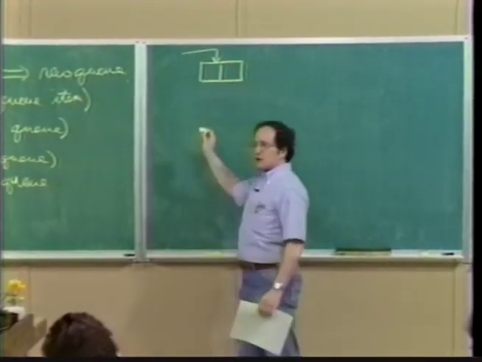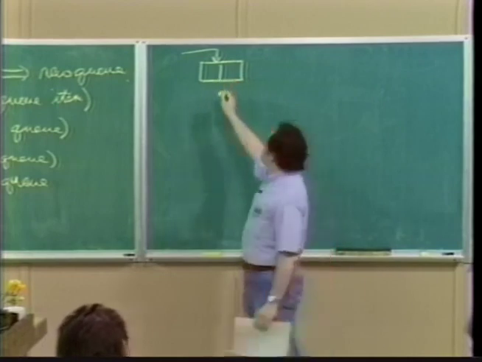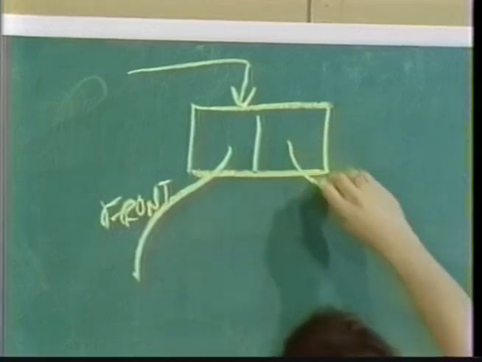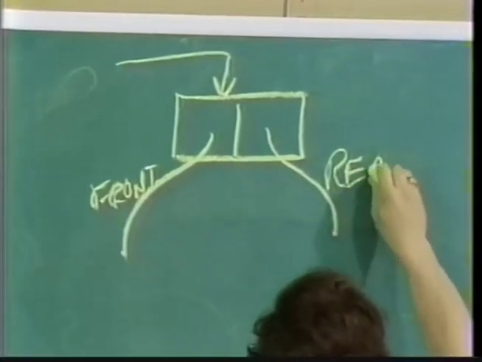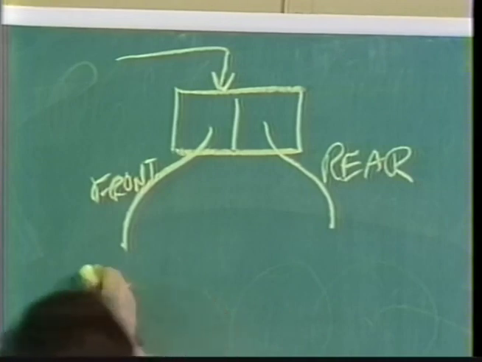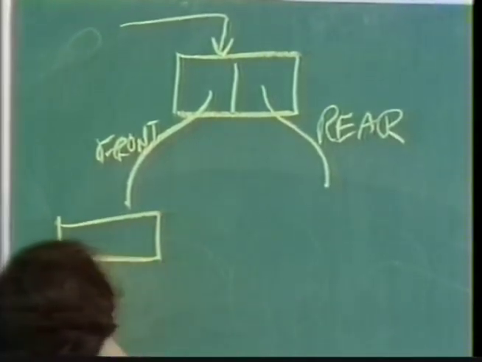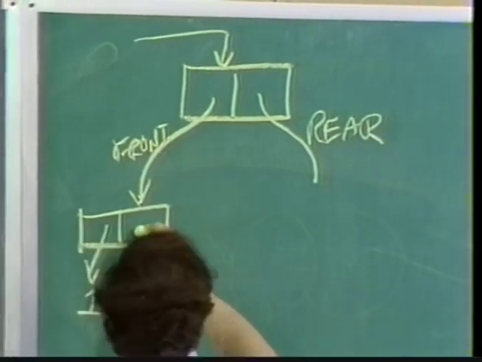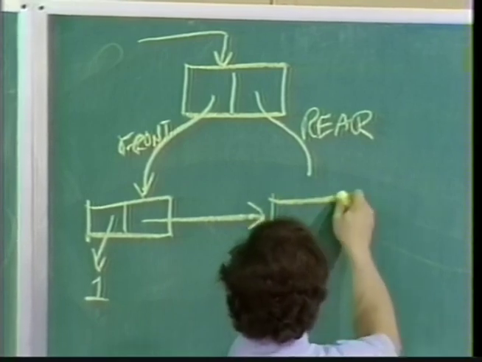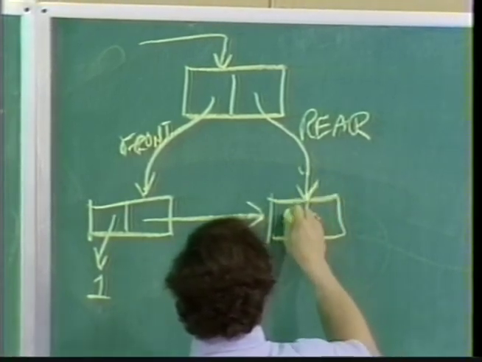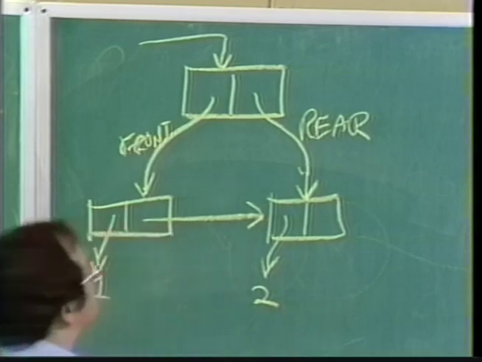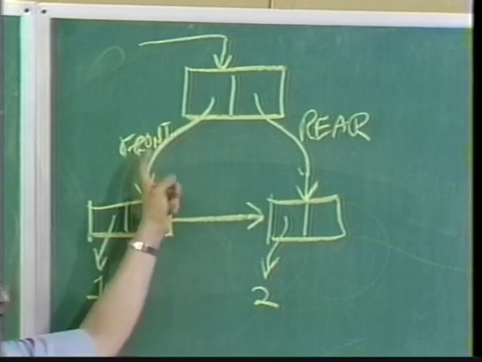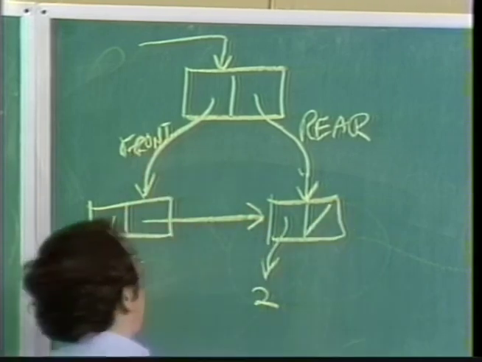It has a queue header, which contains two parts, a front pointer and a rear pointer. And here I have a queue with two items in it. The first item, I don't know, it's perhaps a 1. The second item, I don't know, let's give it a 2. The reason why I want two pointers in here, a front pointer and a rear pointer, is so I can add to the end without having to chase down from the beginning.